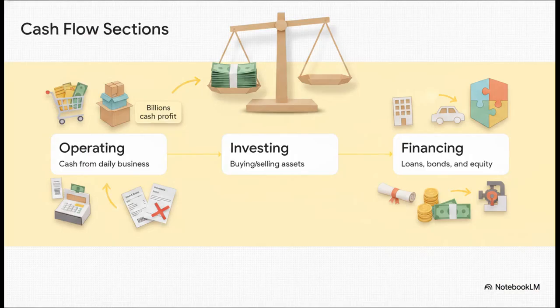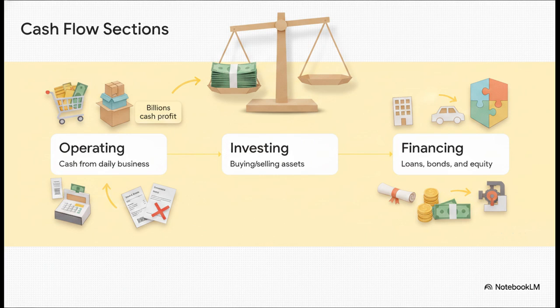So, the cash flow statement is your ultimate truth teller here. Why? Because it tracks actual, cold, hard money. It breaks down exactly where the cash goes into three distinct buckets. Number one, operating activities. That's cash from your daily business. Number two, investing activities, like buying or selling fixed assets. And number three, financing activities covering loans, bonds, and equity.